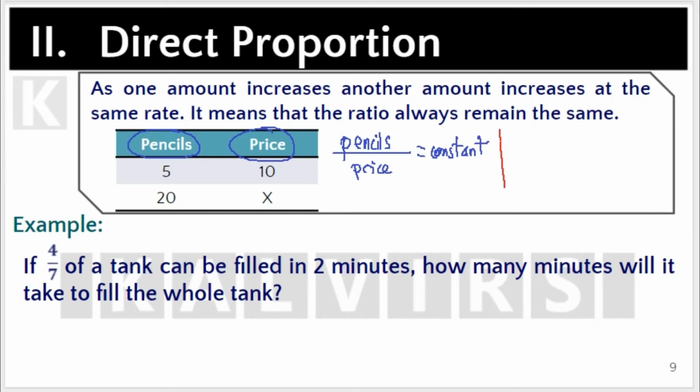It means that 5 over 10 equals 20 over x. You can cancel this one and cross multiply. X equals 40.